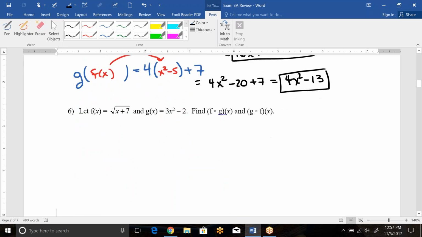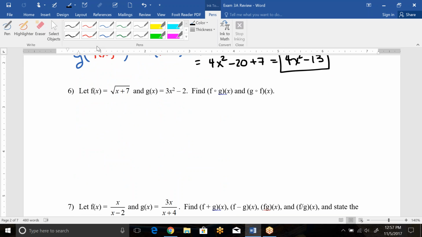Same thing for number 6. We're going to be doing f of g and g of f. So let's keep with the theme. We're going to call f the red function, g the blue function. So now this has been written differently. F of g, so I'm going to write this out here, of x is the same thing as f with g plugged in. The function that's closest to x is the one that's inside, the one that's farthest away is the outer shell.